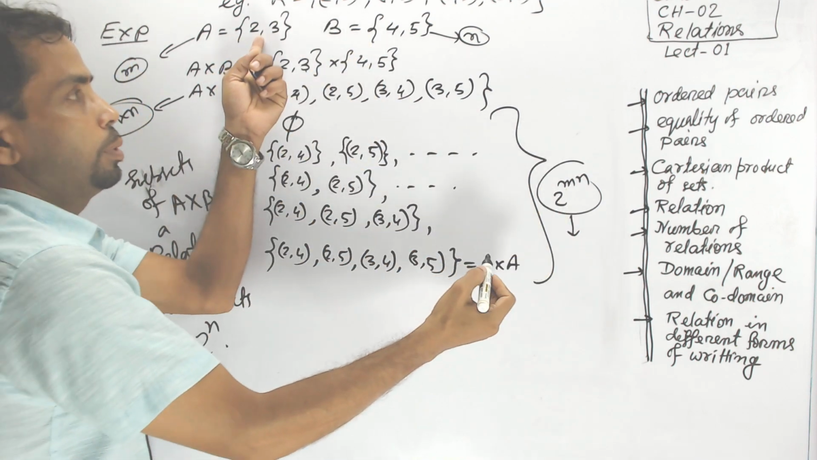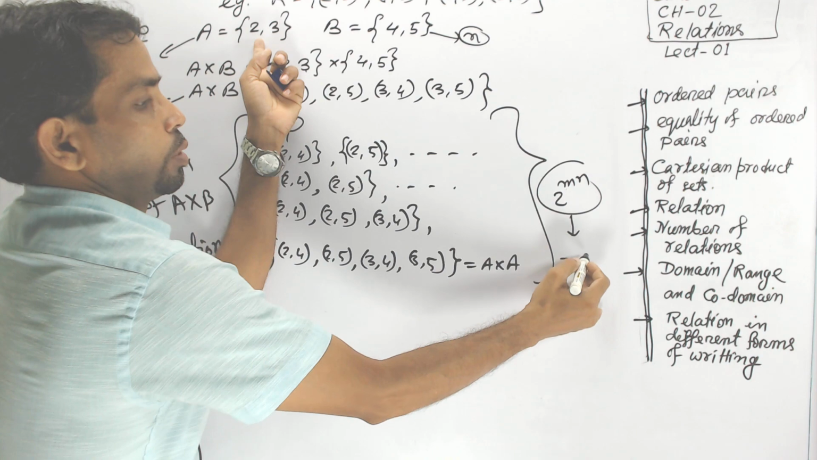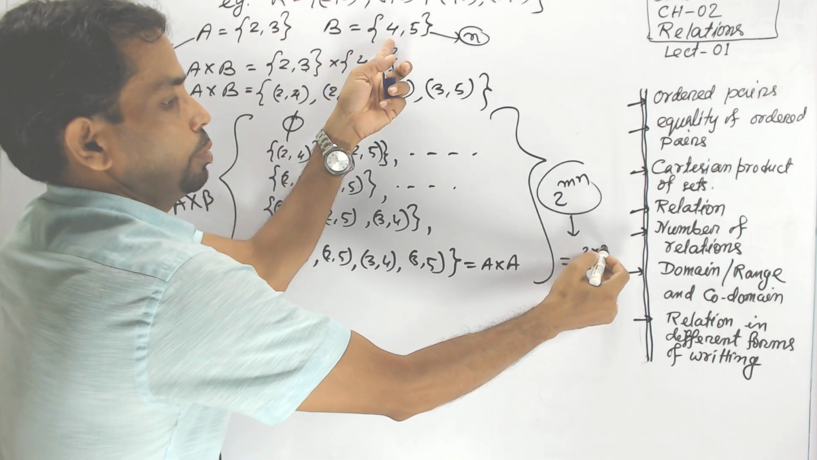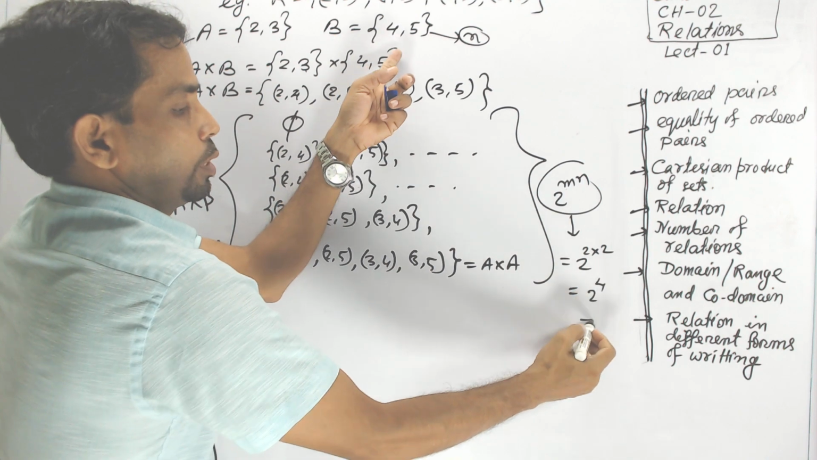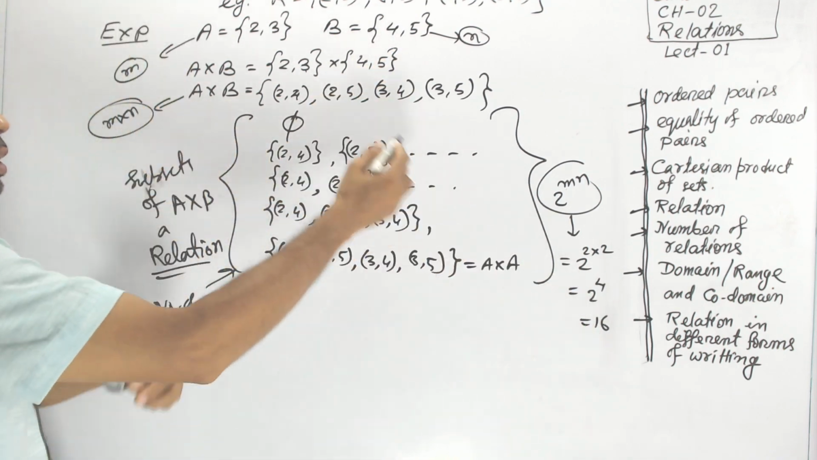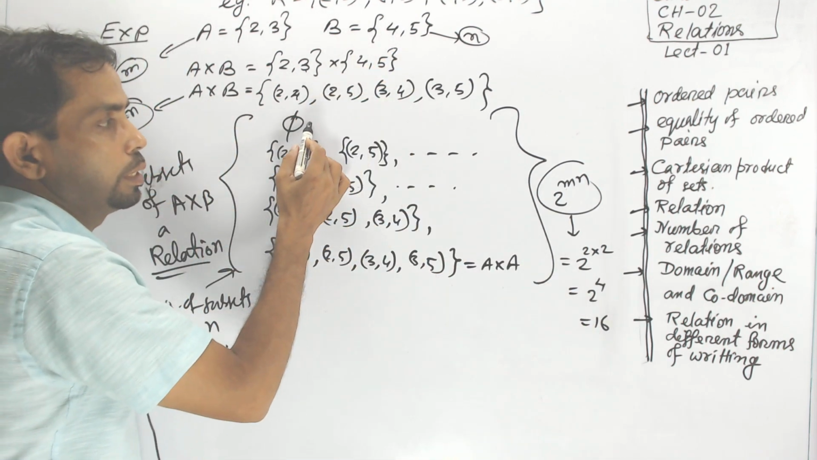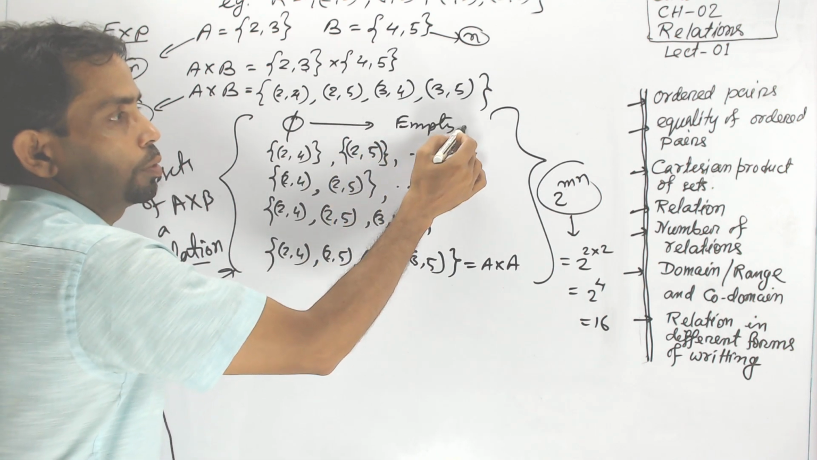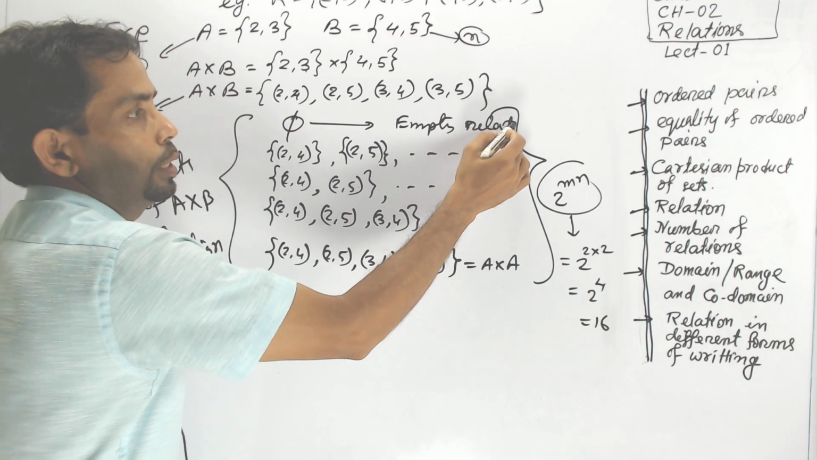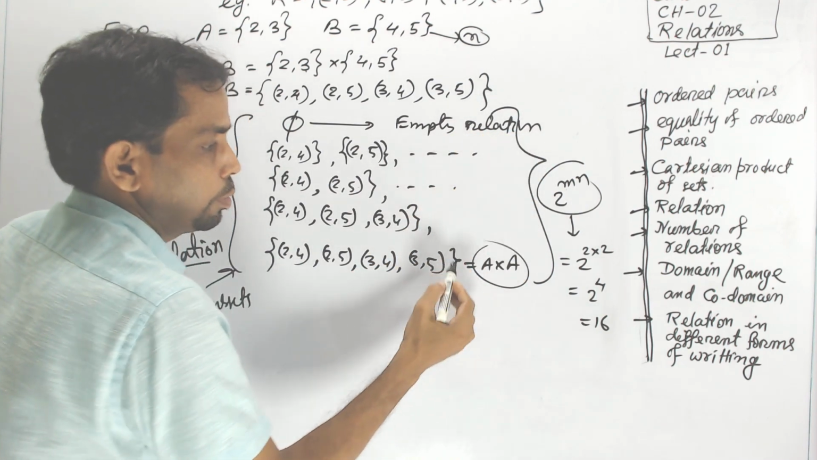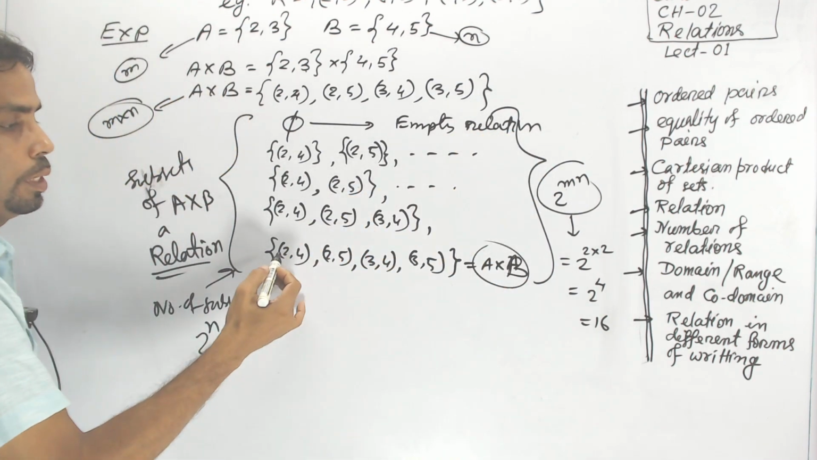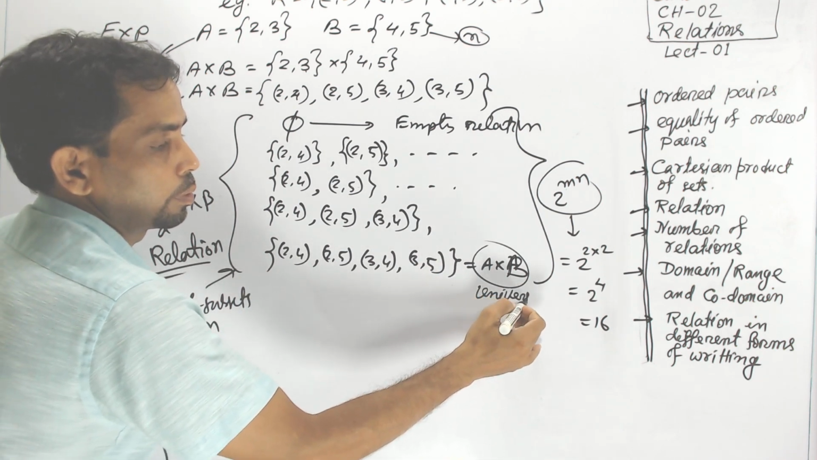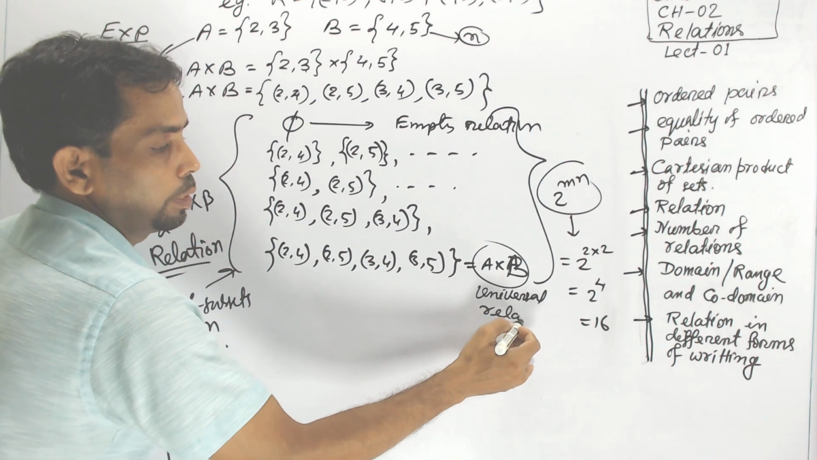Here in the first set, how many elements? 2 elements. The first set is having 2 elements, the second set is having another 2 elements, so 2 to the power 4. That means we will have here a total of 16 relations. And then this empty set phi is called the empty relation. And then this set A into B itself is called the universal relation.